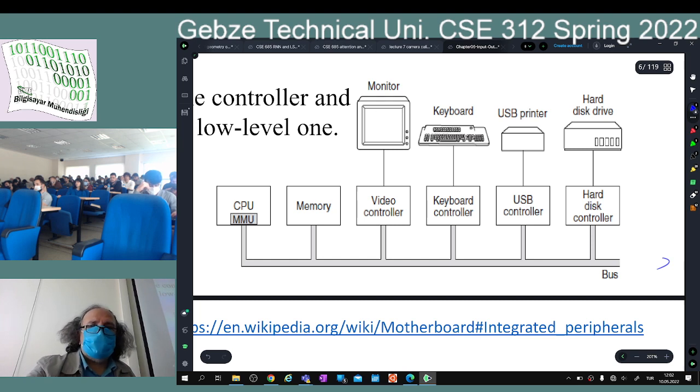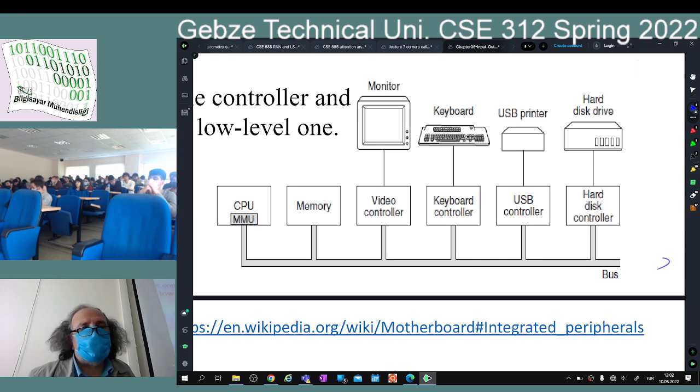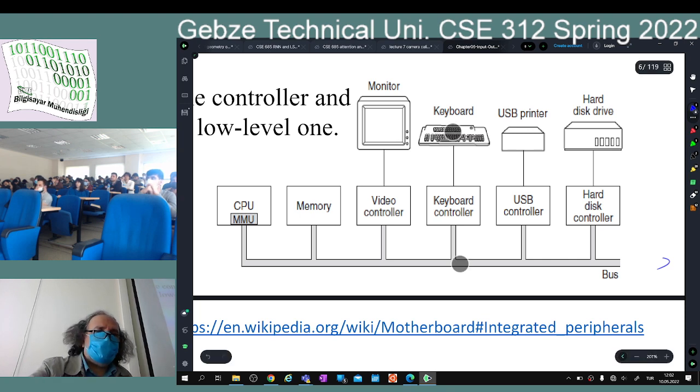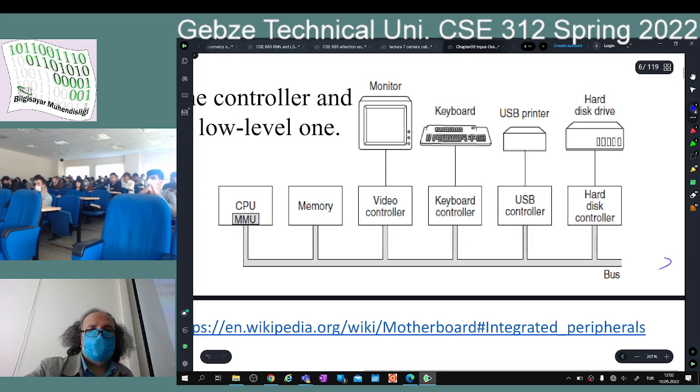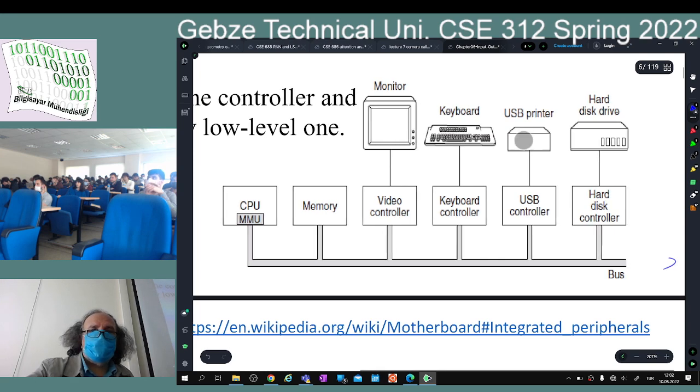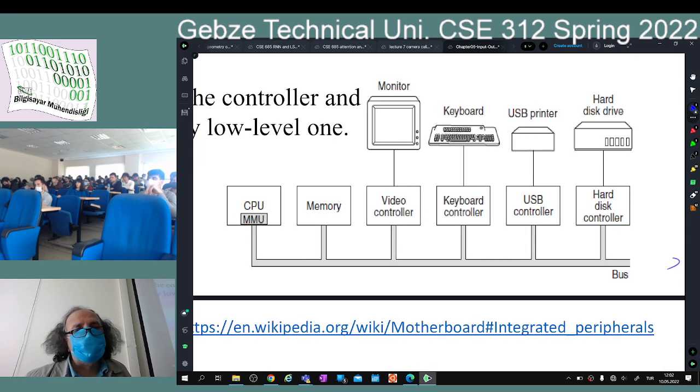For the rest of the system, everybody is connected to the system bus by a controller. All the I/O devices are connected to the system bus by a controller. A controller is an electronic device. It is responsible for establishing the communication between the device and the system bus. That's why it is very, very specialized for its device.